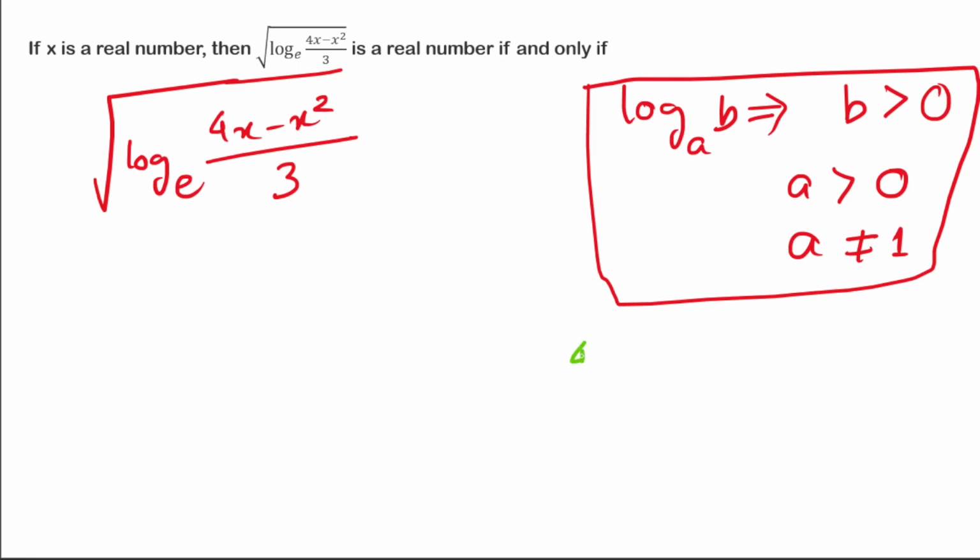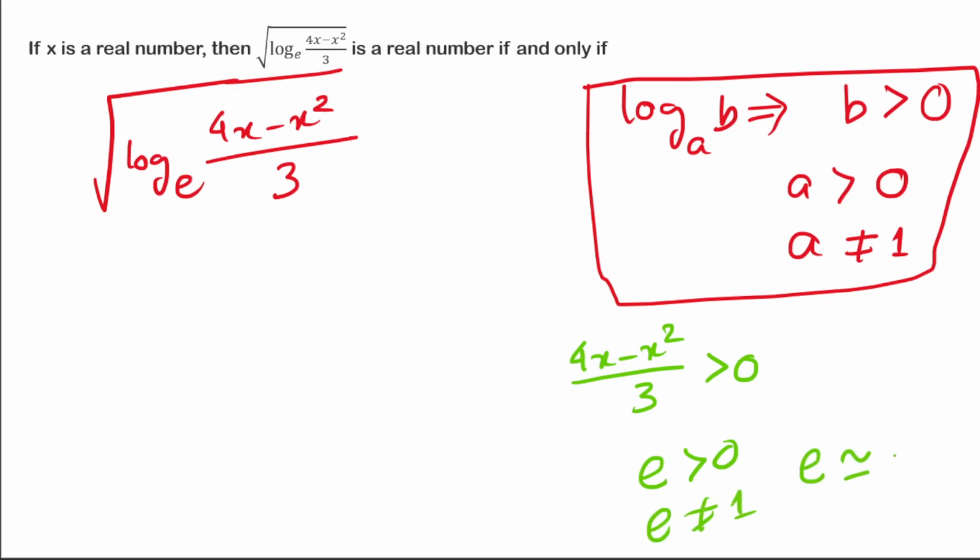Okay, so here let us see how we satisfy this. First of all, 4x minus x square by 3, this must be greater than 0 and e must be greater than 0 and e not equals to 1. Now we know that e has a value which is close to 2.71 something, so we don't have to worry about these two criteria. Okay, all right, so this is the only criteria that we have to satisfy right now.